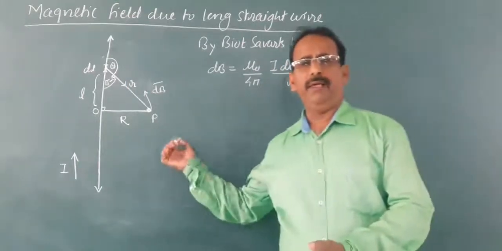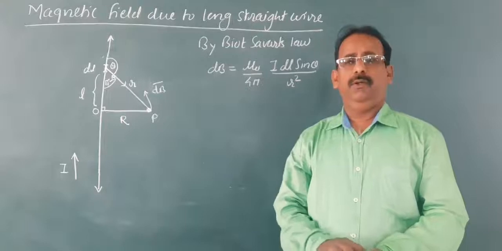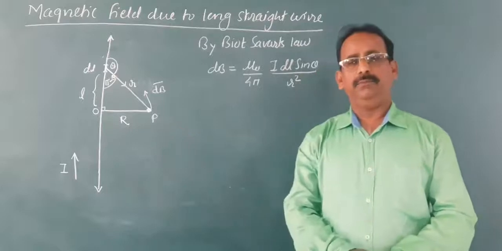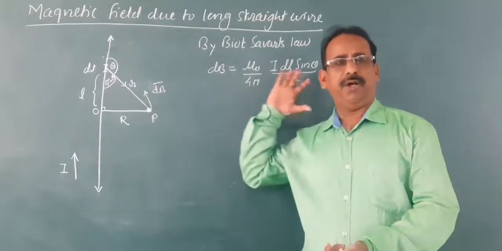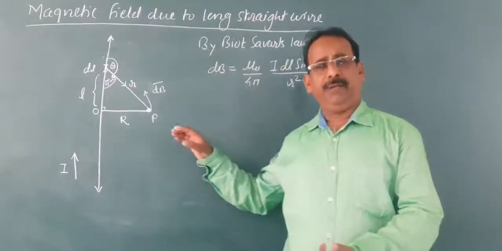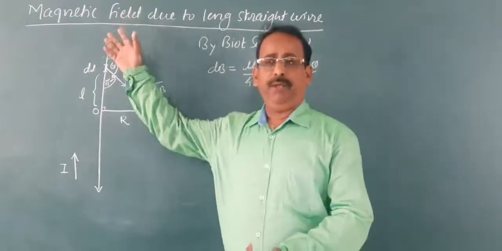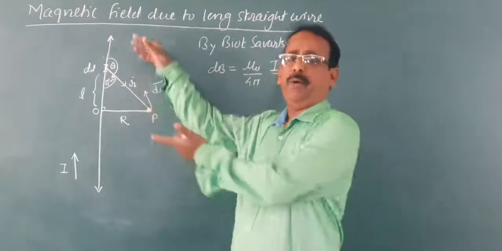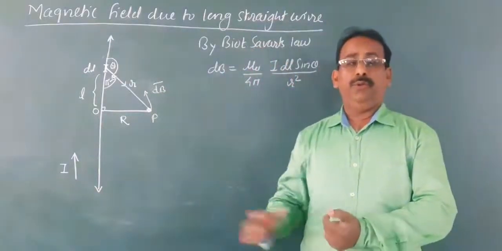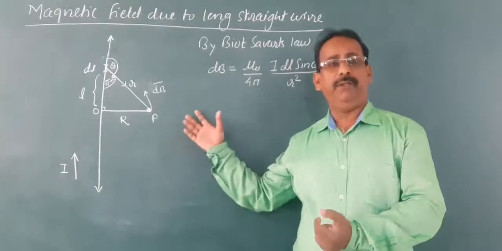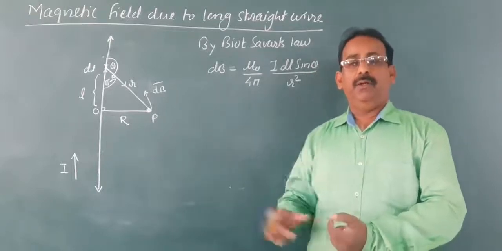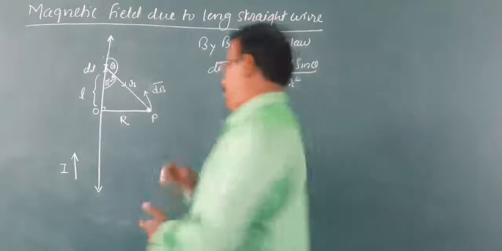To get the total magnetic field produced by this whole wire, which is infinitely long, you have to take the integration of this. If we take the integration by applying limits 0 to infinity, then we will get the magnetic field produced by only half part of that wire. To get the total magnetic field produced by this wire at point P, we have to solve this integration.